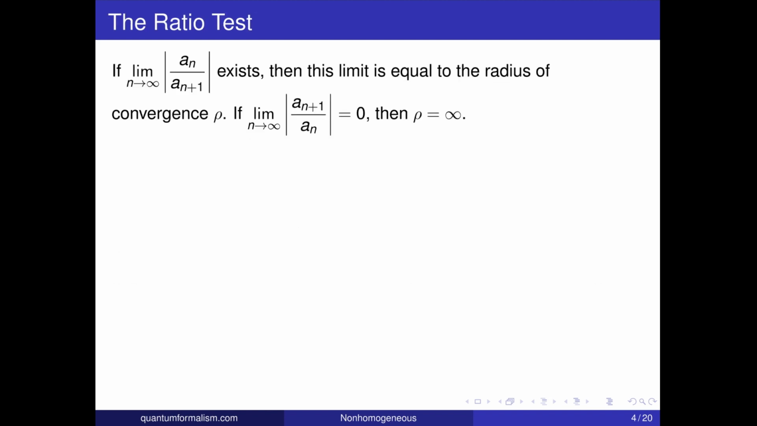All right, so the ratio test is pretty useful for figuring out the radius of convergence. Namely, it gives you this formula that if this limit, |a_n divided by a_(n+1)|, as n goes to infinity exists, then that will actually be equal to the radius of convergence. And if you reverse the fraction and that limit is equal to 0, then that tells you that the radius of convergence is infinity.